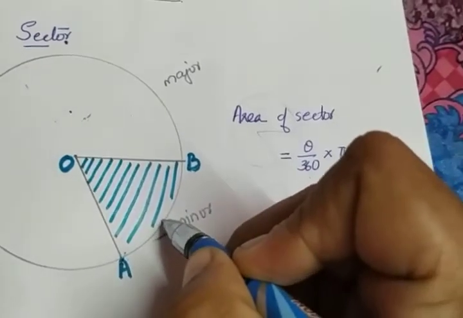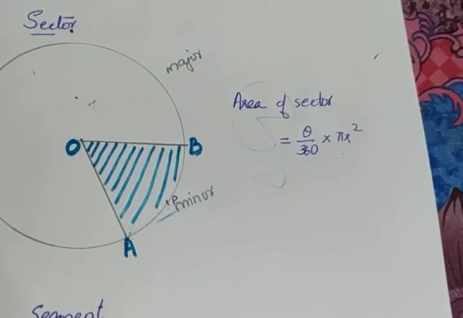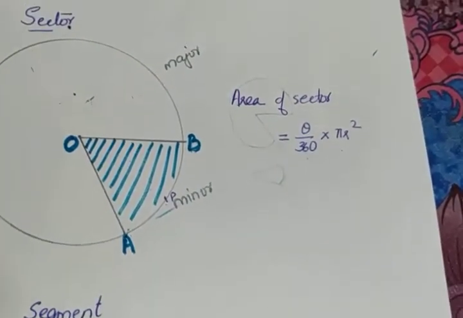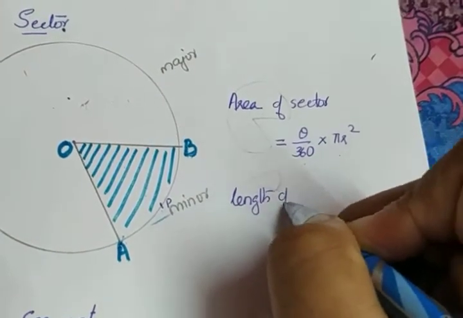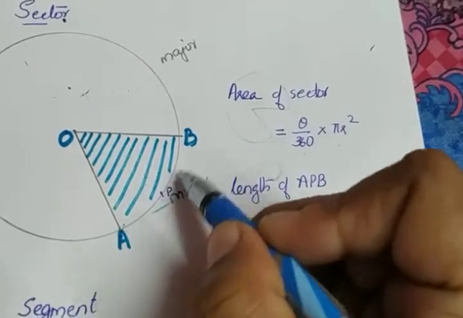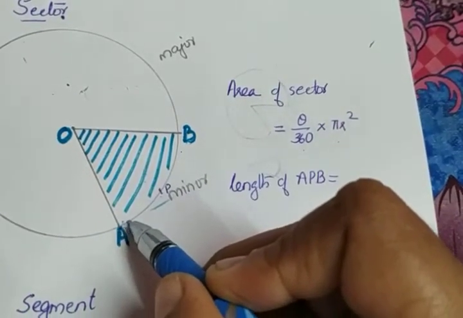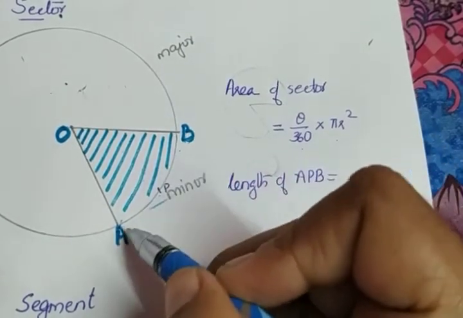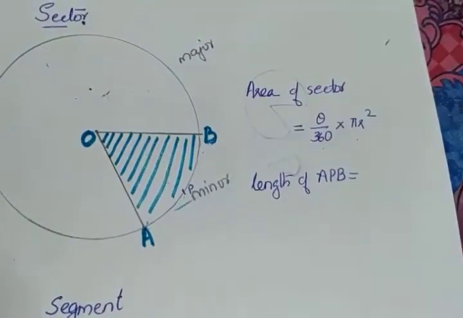Again, if I am marking a point in between this as P, APB is an arc, isn't it? APB is the arc corresponding to the sector. To identify the length of APB, we have to find the distance between this A and B, which is a part of a circle. If I am taking the full length, what is it called? It is called the circumference of the circle.